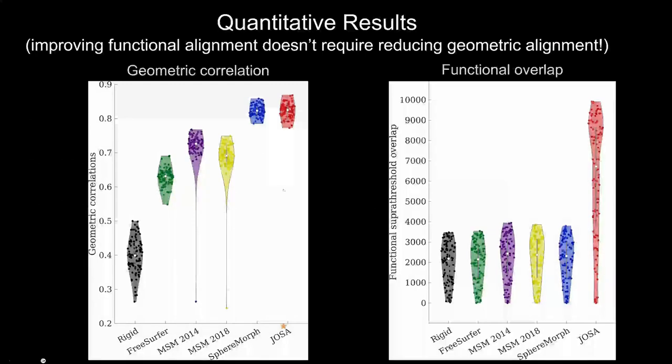So we've quantified this. We have a version that doesn't use the semi-supervised arms, so it never sees functional maps. It's just trying to learn geometry. And so on the left, I'm showing you geometric alignment. If I look at the geometric alignment of individual subjects in these multiple coordinate systems, we can see that FreeSurfer and two variants of MSM do a reasonably good job at correlating with the geometry, but deep learning networks do a better job. This one doesn't use function, this one does use function. And the one that does use function doesn't sacrifice any geometric accuracy. It's not doing a worse job at aligning the folding patterns, even though it's aligning the functional data.